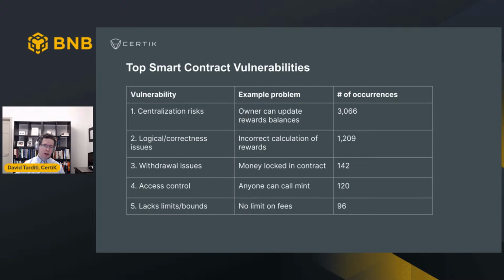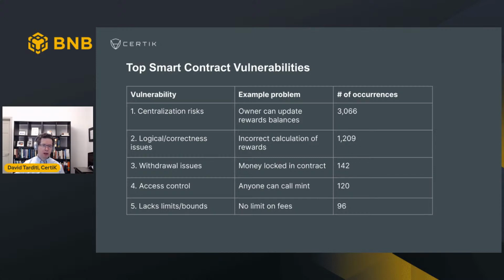The third thing we're seeing are withdrawal issues. These are issues where a user can't get their value out of the contract for some reason. They can't get their money out. The money gets locked in the contract. And there were 140 of those issues. We also see access control issues. These are issues where there's a privileged function in your smart contract and anybody can call it. An example would be anybody being able to call Mint. We saw 120 of those issues.